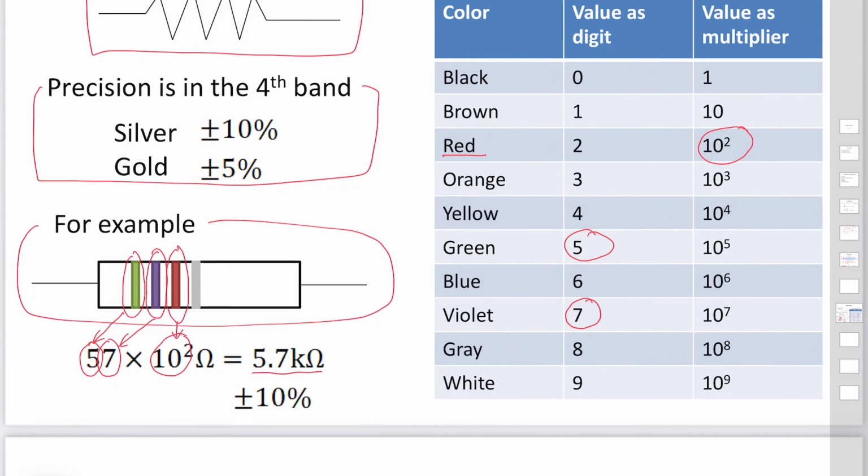Okay, in the first lecture, I explained resistivity and resistance. Okay, this is the end of the first session.